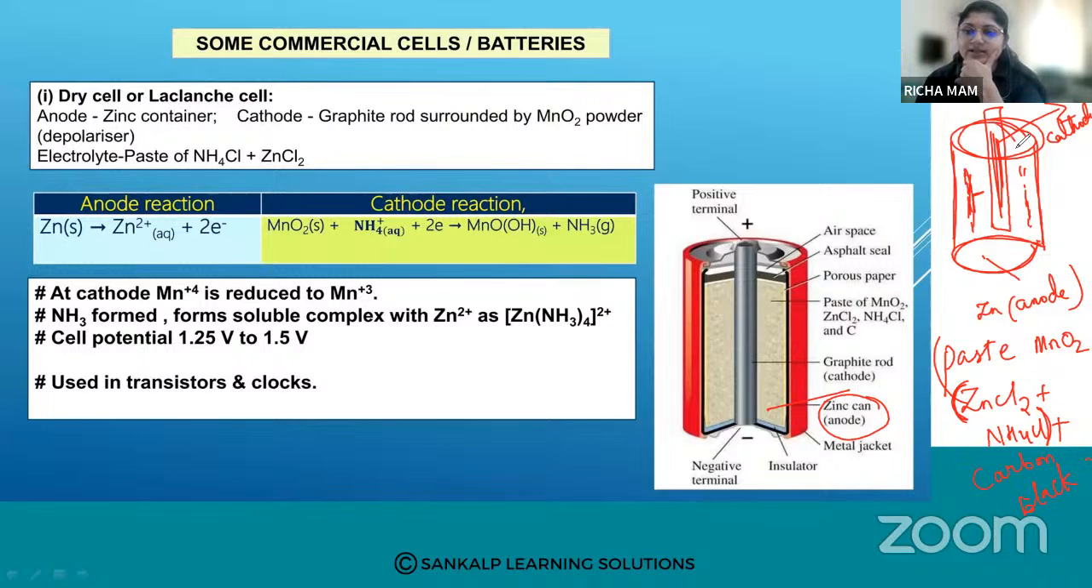So this is your cell construction. Zinc is a cathode. Sorry, zinc is the anode, the cylindrical shape.